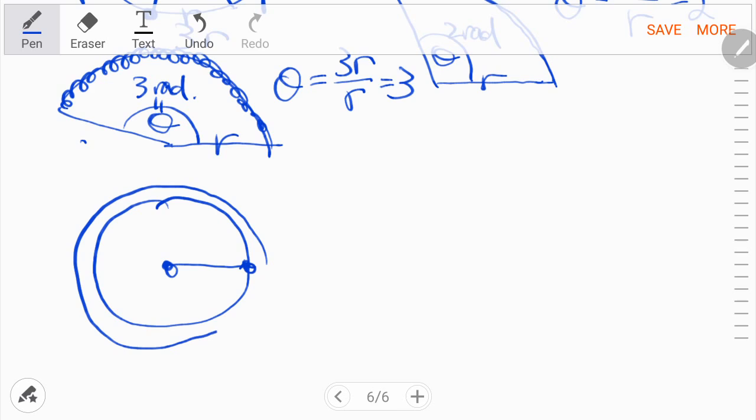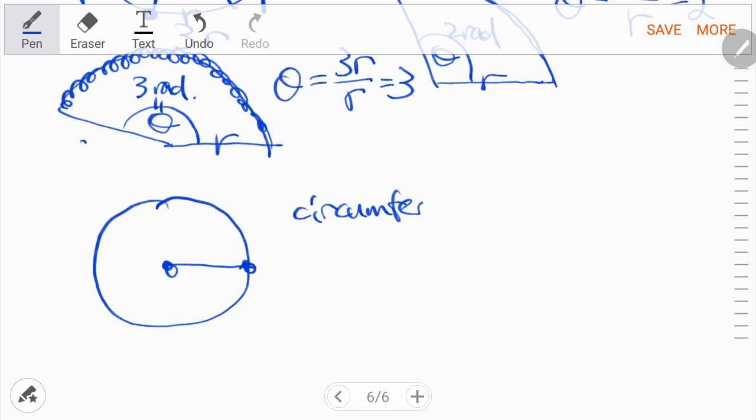Just keep on walking, and then I'm back to where I started. How much distance have I covered? I have covered the circumference, right? So that's my circumference. And this is no longer an arc. In fact, I have the entire circumference, and I'm going to replace the arc length with the circumference.